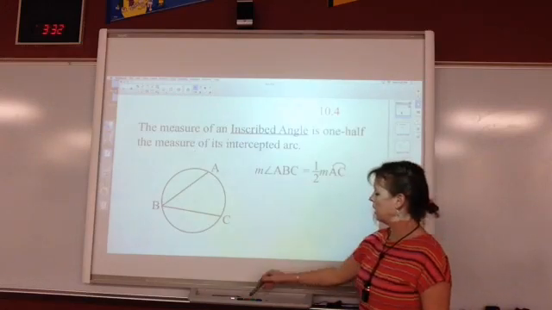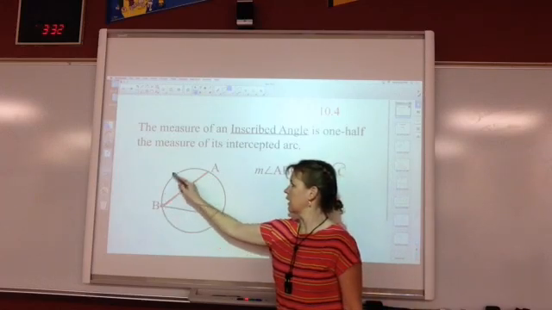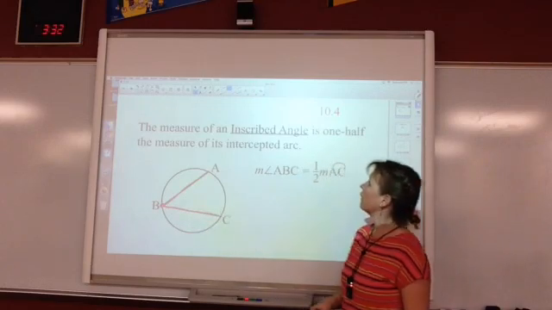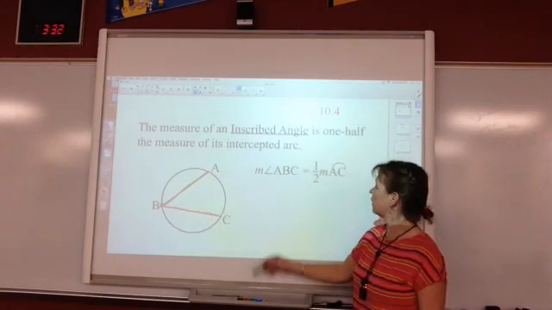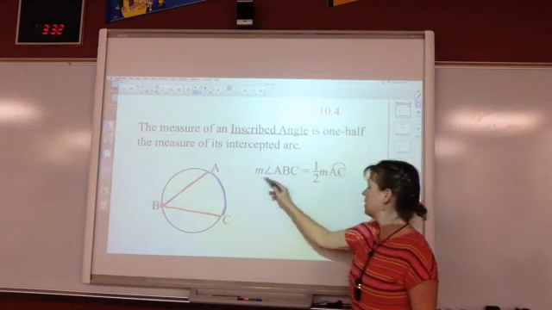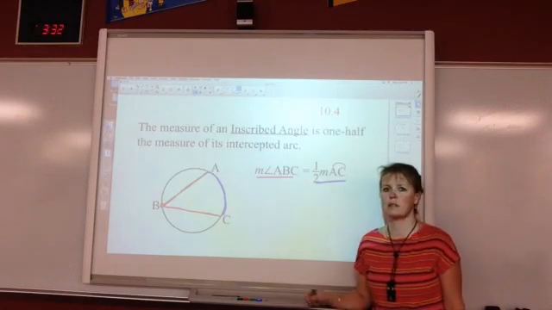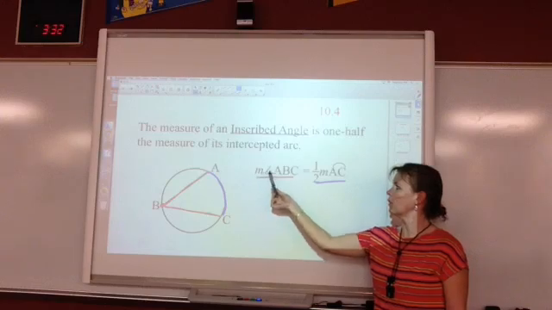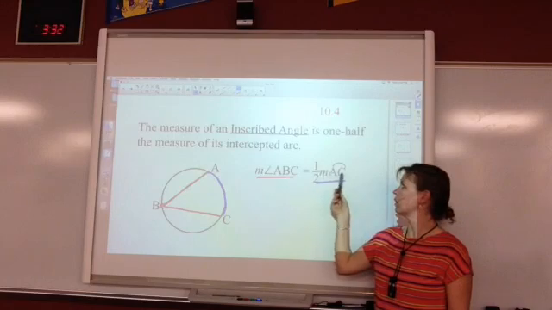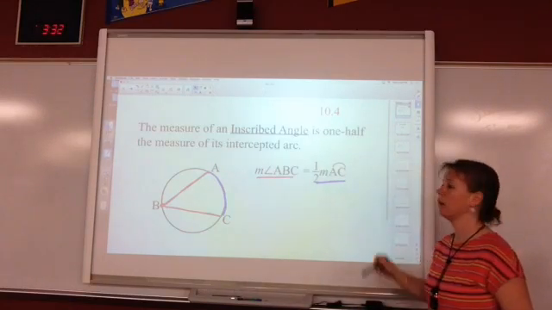An inscribed angle, meaning that the vertex is on the circle, has to be touching the circle and only the vertex. It's exactly 1/2 the measure of its intercepted arc. So the measure of angle ABC is exactly 1/2 the measure of arc AC. Notice the documentation and how it's written. Measure of angle ABC, 1/2 the measure of arc AC. Take the time to write that down and draw it.